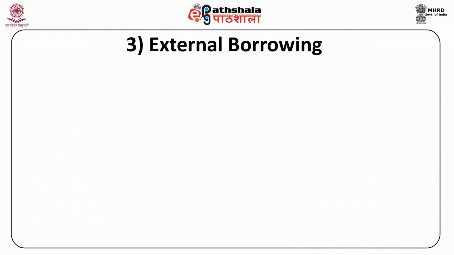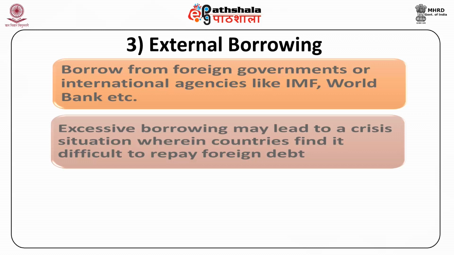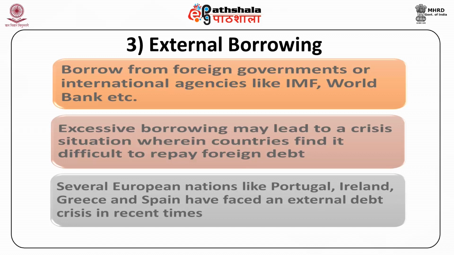External borrowing. To finance its current account deficit, a country may borrow from foreign governments or international agencies like IMF, World Bank, etc. However, excessive borrowing may lead to a crisis situation wherein countries find it difficult to repay foreign debt. Several European nations like Portugal, Ireland, Greece, and Spain have faced an external debt crisis in recent times.